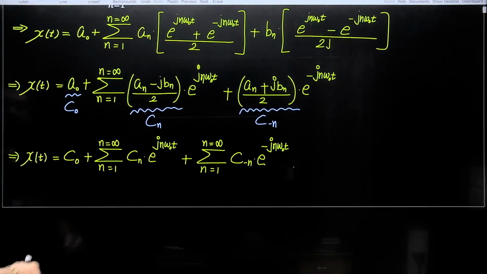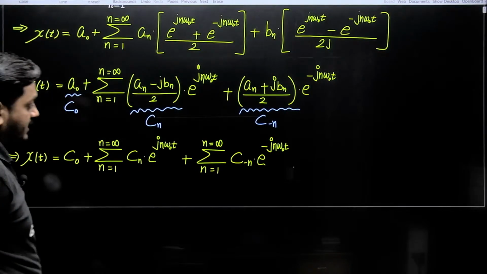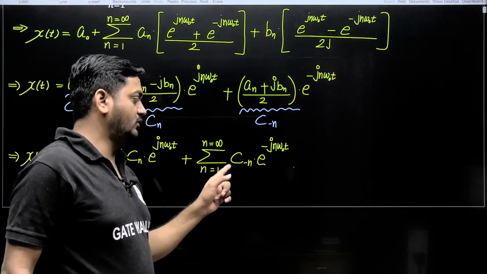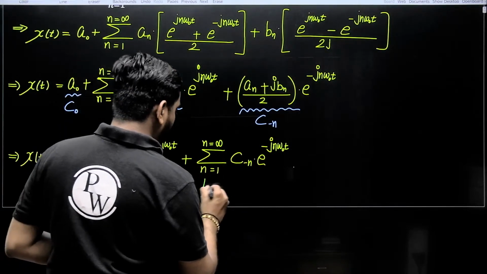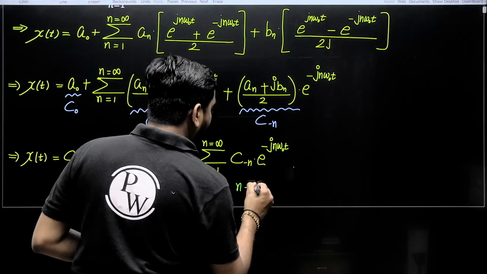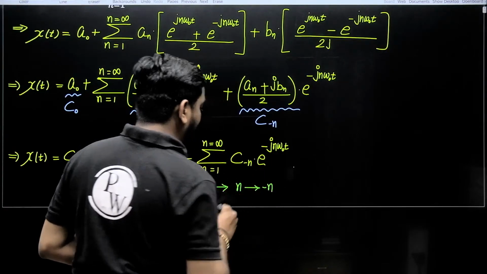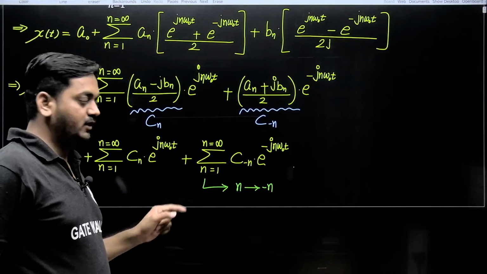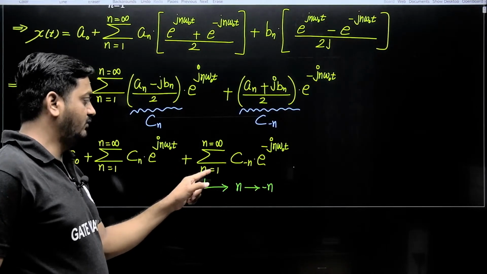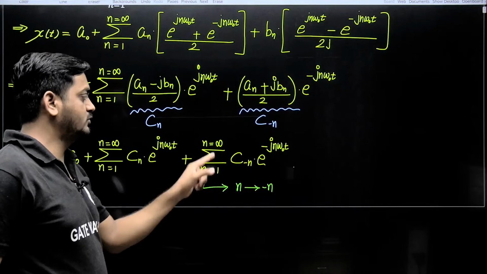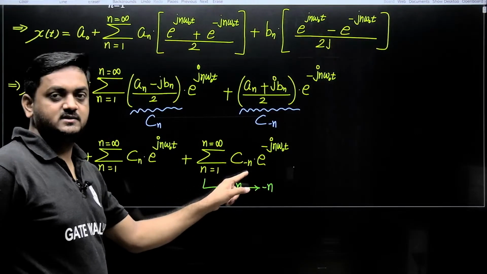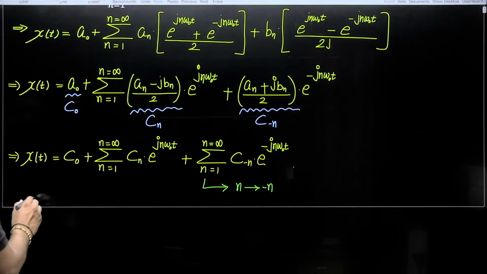Now here what I am going to do, replace n with minus n. Just change the notation, n with minus n. Then here it will be minus 1 to minus infinite. Replace n with minus n, then it will be 1 to infinite. Now it becomes minus 1 to minus infinite, and here minus n becomes plus n. Are you getting? So what I am going to do, guys?